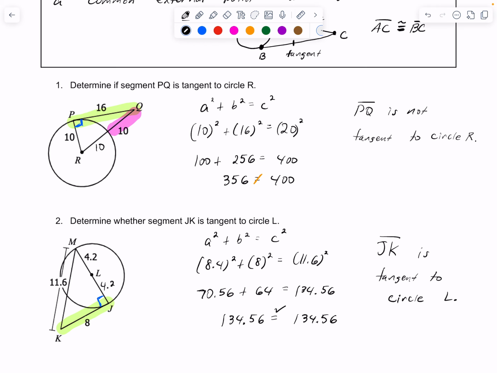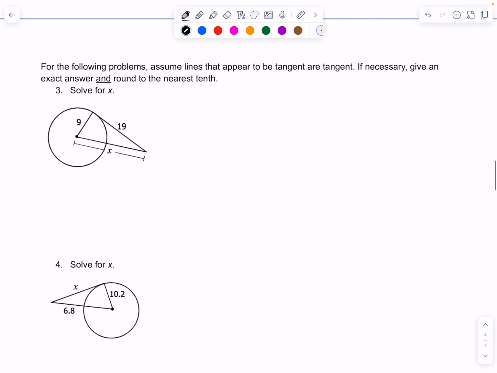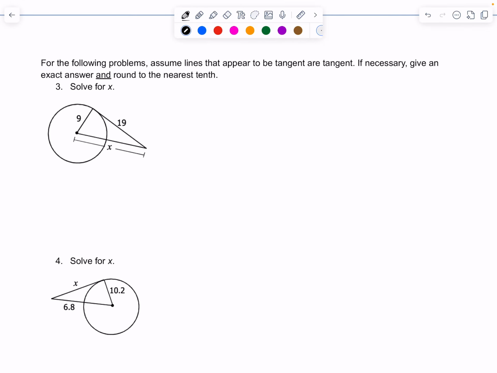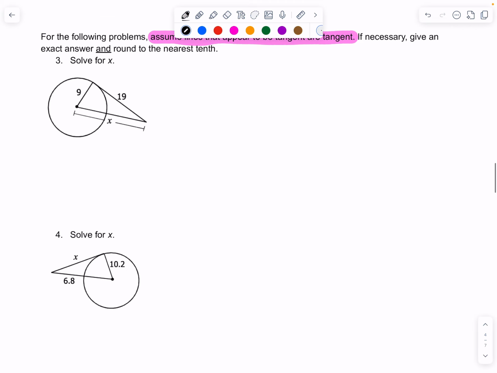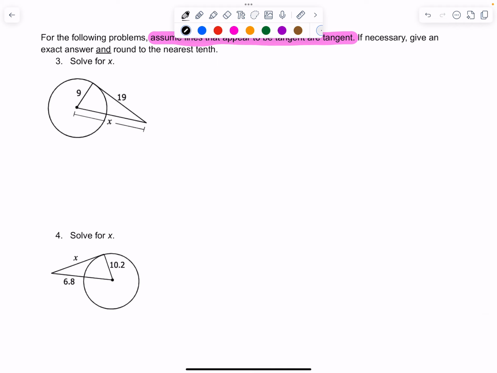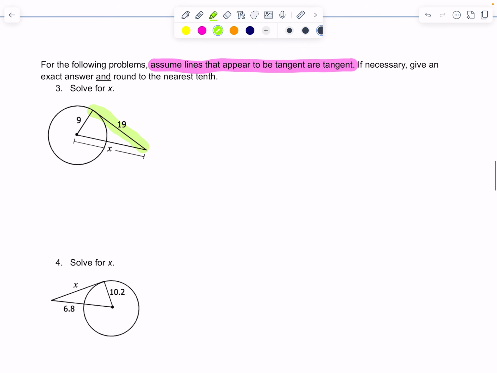Okay, so I mentioned this a few minutes ago, but here it is. It says, for the following problems, assume lines that appear to be tangent are tangent, and then if necessary, give an exact answer and round to the nearest tenth. So again, it doesn't say that this is going to be tangent, but because it looks tangent, and I have that instruction, I'm going to assume it is tangent, and so it creates that right angle with this point of tangency with the radius, so I have my right triangle.